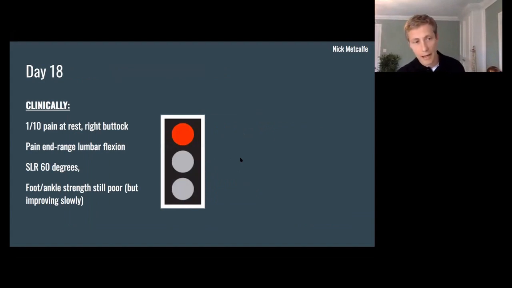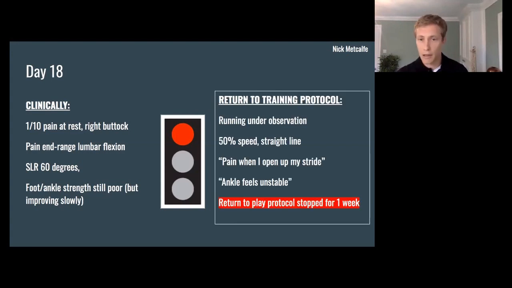So going back to our player, his objective markers there on the left-hand side are really looking quite good. In particular, the physios are quite keen that he's barely got any pain. I'm not in on this day, but the physio decided, let's start a return to training protocol at this point. So he takes him outside, he's just straight line running, okay, red light testing, that's all it is, straight line running at 50% speed. Well, surprise, surprise, the player says, well, I've got pain when I open up my stride.